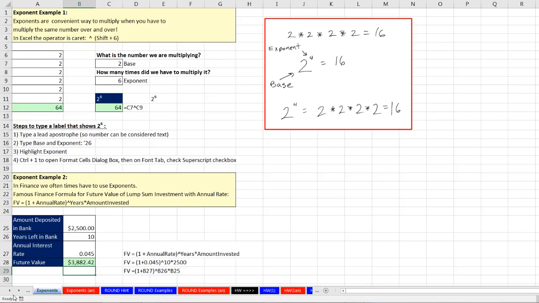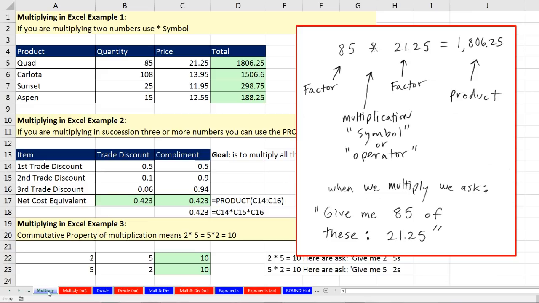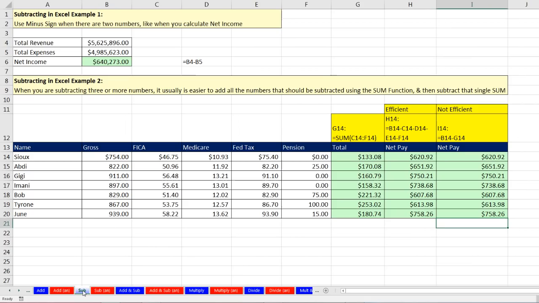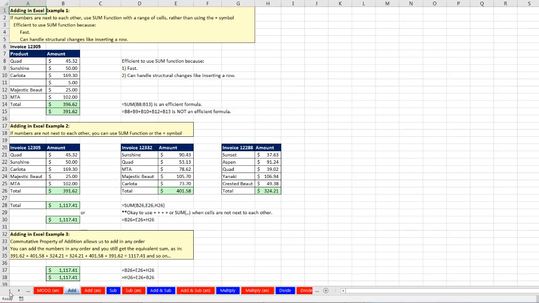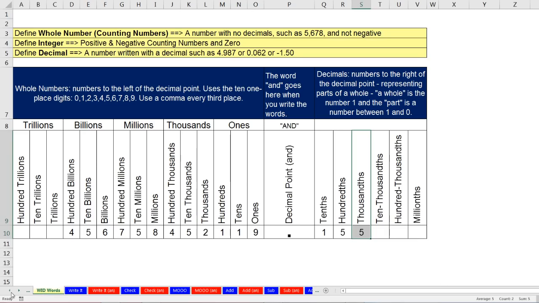Over on exponents, we talked about exponents. Back over on multiplying and dividing, we saw how we can check multiplying and dividing by using dividing or multiplying. We talked all about dividing, multiplying on the multiply sheet. We saw how we could check adding and subtracting with subtracting and adding. Talked about subtracting, adding. And we reminded ourselves of MOO, the math order of operations. We saw how to write a check, and we started it all off with seeing the individual names for each digit in a number we might have.